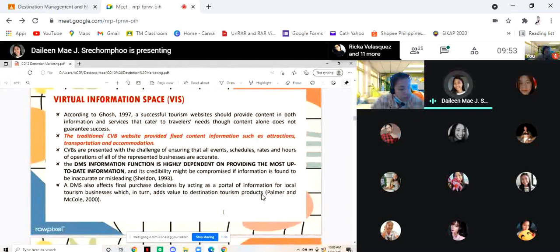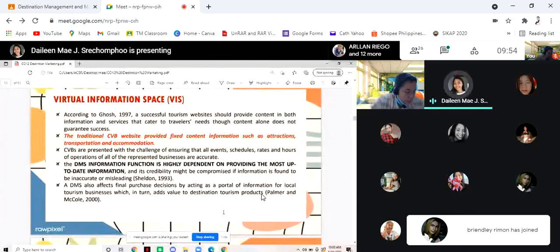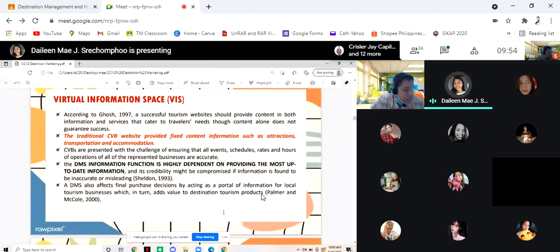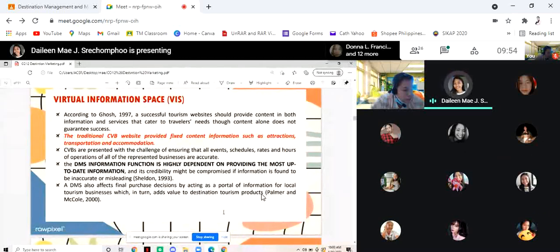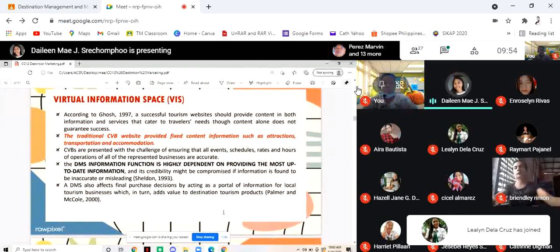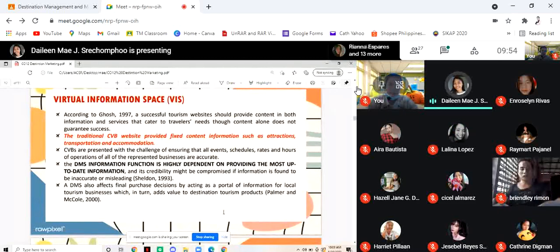According to Gosh 1997, a successful tourism website should provide content, input, information, and services that cater to the traveler's needs, though content alone does not guarantee success. The traditional CVB websites provided fixed content information such as attraction, transportation, and accommodation. So, yun nga. Sabi dito, yung pag-provide ng information regarding dun sa destination at services na ina-offer dun sa isang area ay nagli-lead through successful tourism. Pero, hindi pa rin yun mag-guarantee ng success. Para kasing yung pinakang motto nila, anuman yung mga sinasabi dun sa website na yun, kung hindi ma-fulfill ng actions, yung mga nandun sa website na yun. Kaya kailangan balance pa rin yung words at actions na binibigay ng mga CVBs.